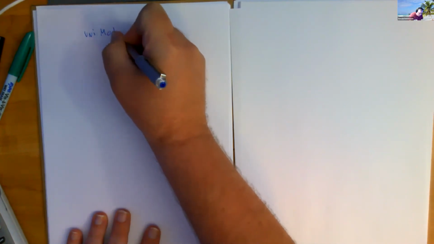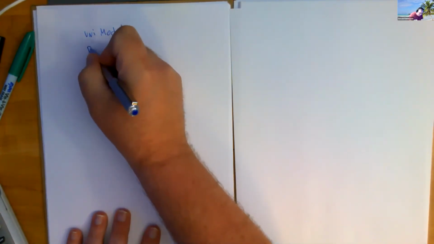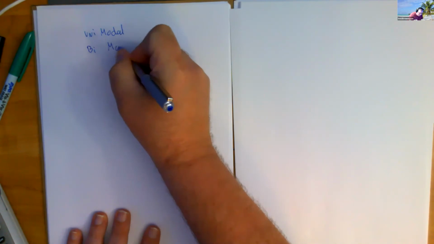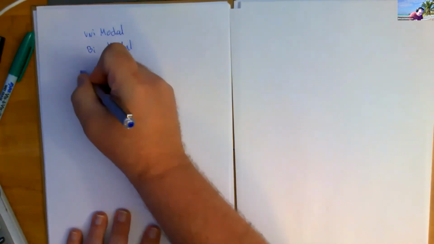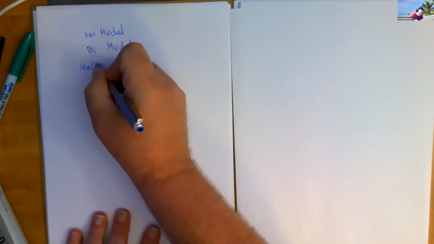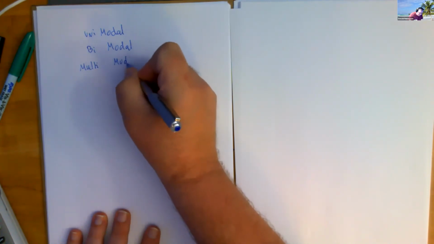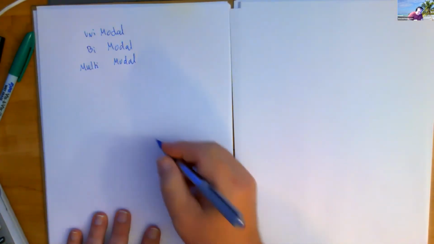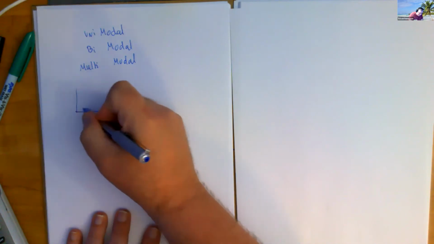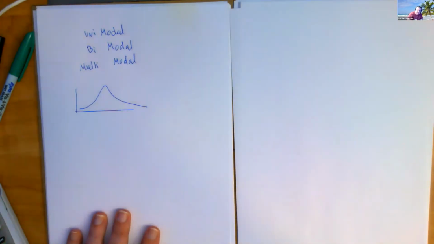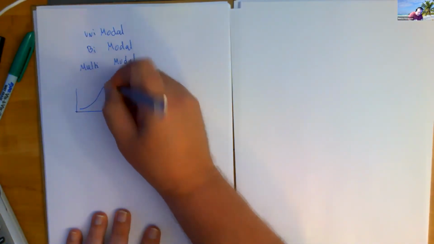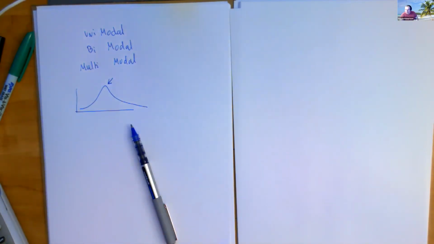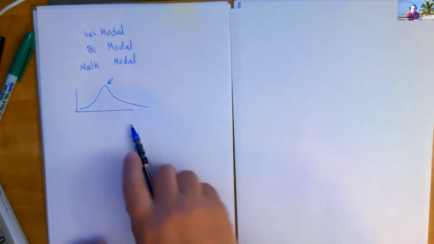So, first thing is some histograms are unimodal. Some histograms are bimodal, and some histograms are multimodal. So what does that mean? If your histogram has got one hill, it is unimodal.